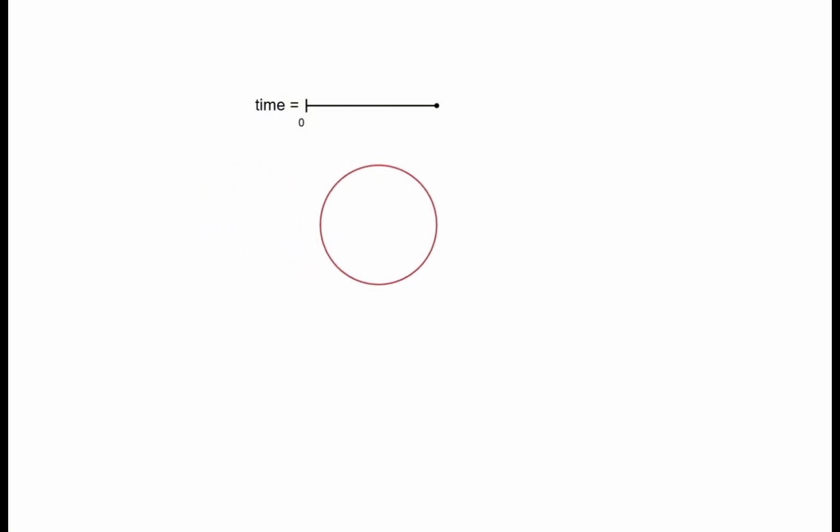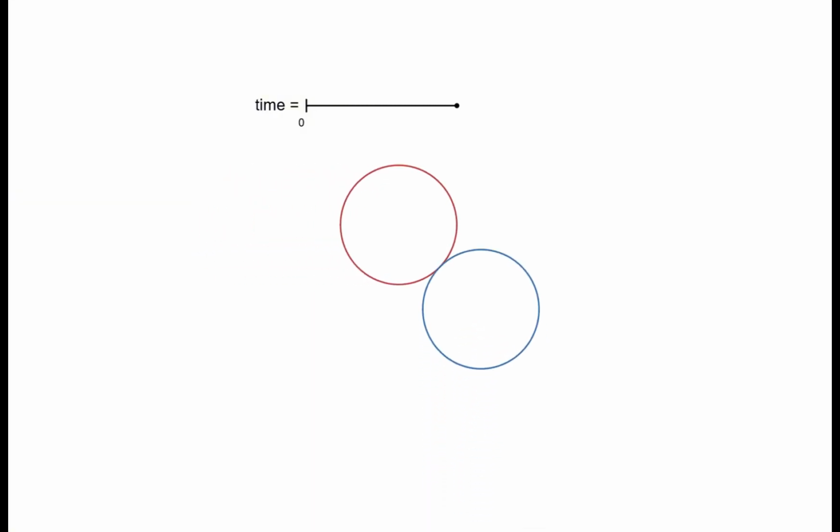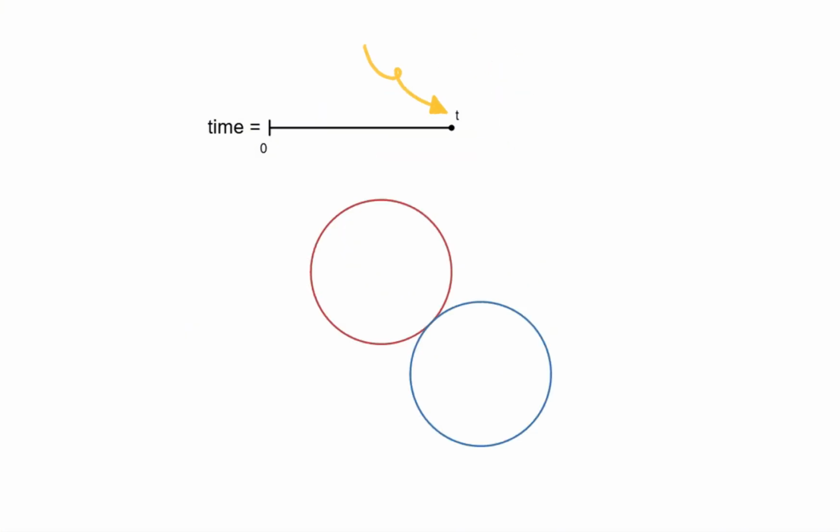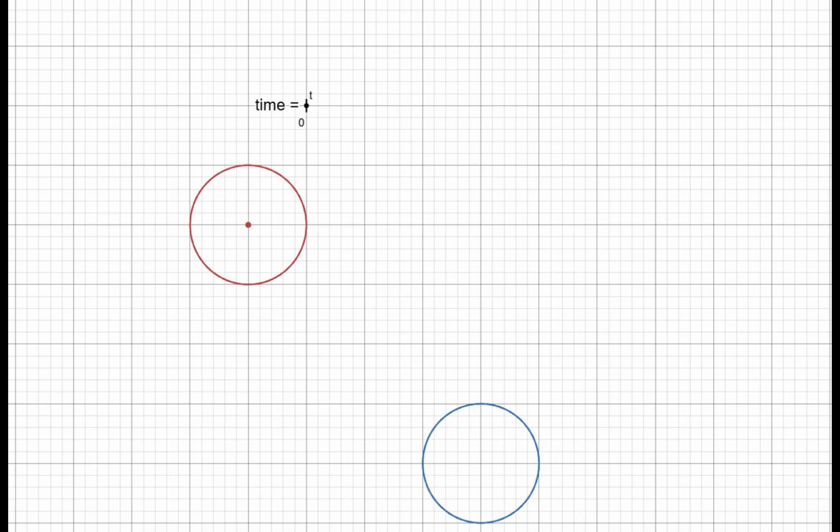Circle 1 moves. Circle 2 also moves. They collide after t. Must find t. Point A: position vector plus velocity vector times t. Point B: position vector plus velocity vector times t. Distance between point A and point B.